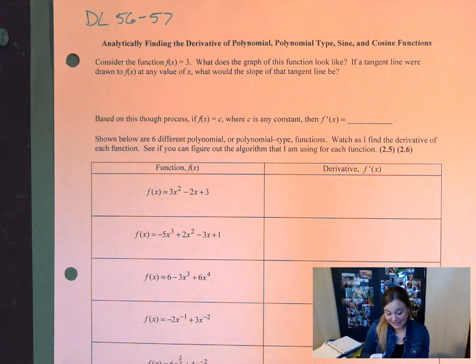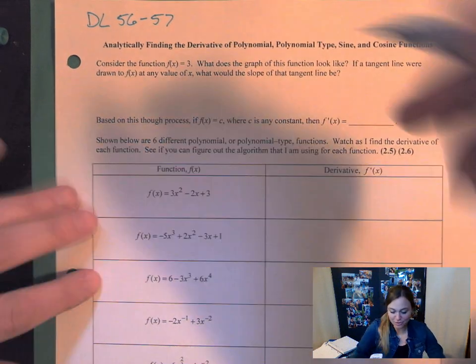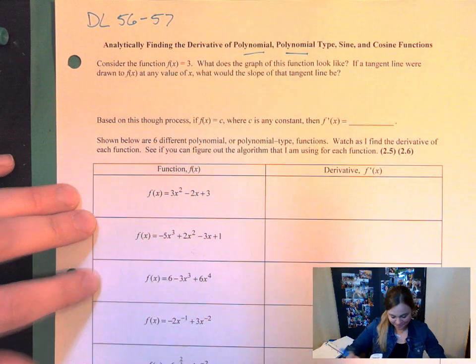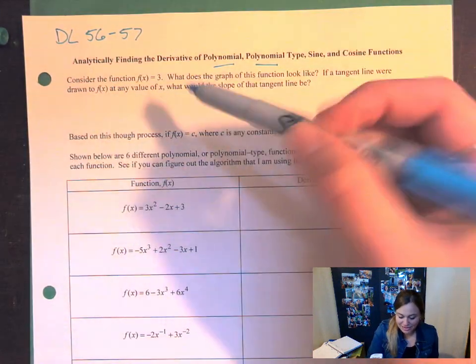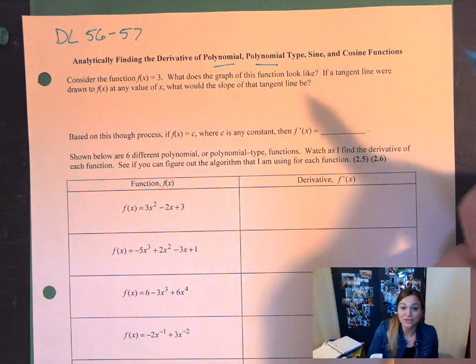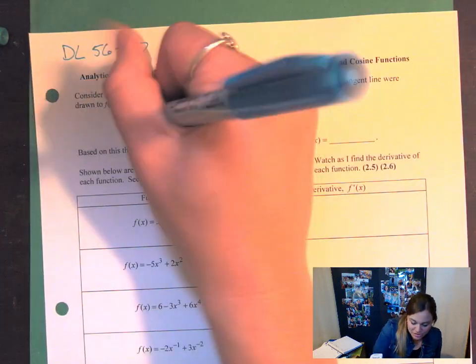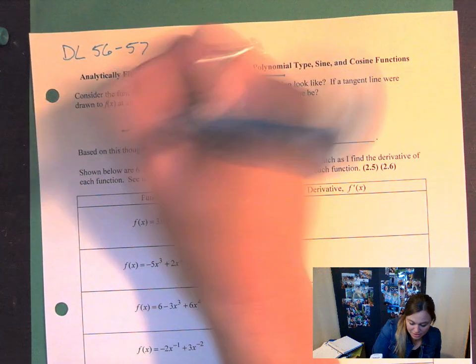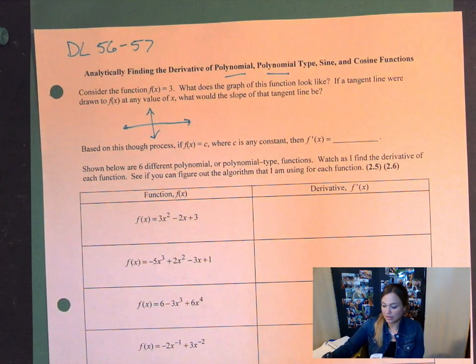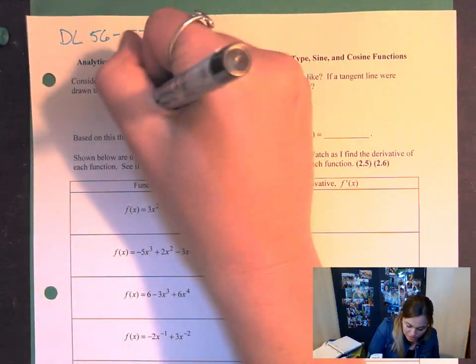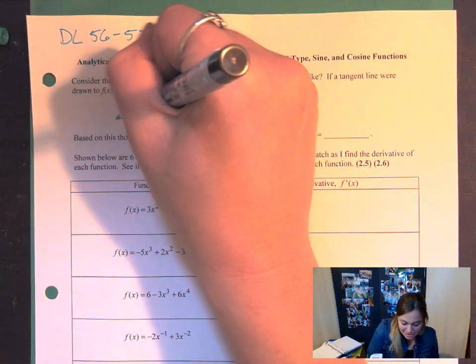Okay, so in this one it says analytically finding the derivative of polynomial type, sine and cosine functions. For right now, we're just going to start with the polynomial and polynomial type. And so in this one it says consider the function f of x equals 3. What does the graph of this function look like? Okay, so let's just do this. Here's my coordinate grid, and I've got f of x is equal to 3. So I go up 3, and it always means that y is stuck at 3.